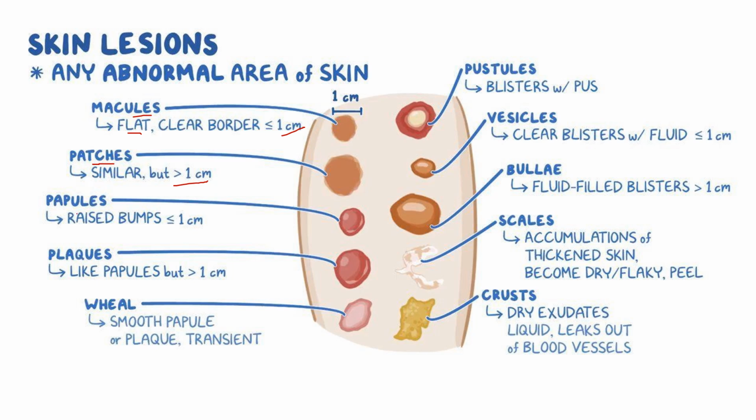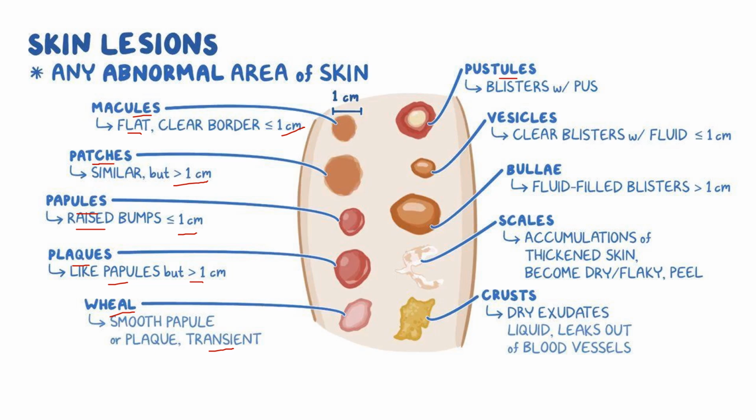What about a papule? When coming to a papule, it becomes raised. They are raised bumps, again less than 1 centimeter. What about a plaque? They are papules, but more than 1 centimeter. So they are raised skin lesions more than 1 centimeter. What about a wheal? It's a smooth papule or plaque, but they are transient. Usually in an allergic reaction like urticaria, you can have wheals.